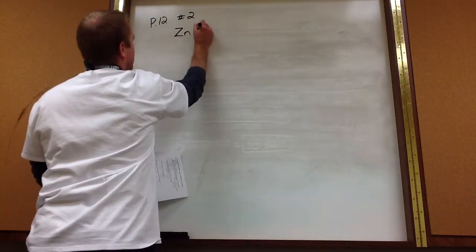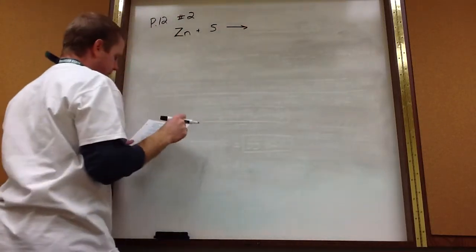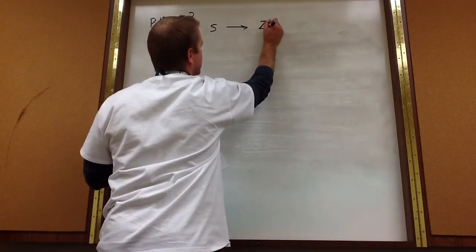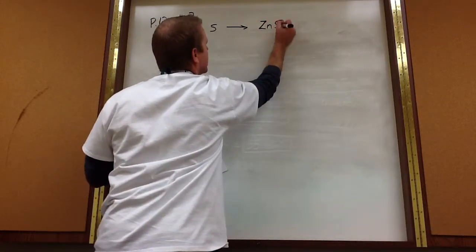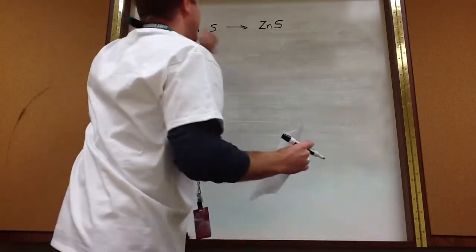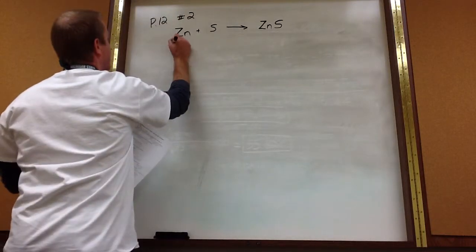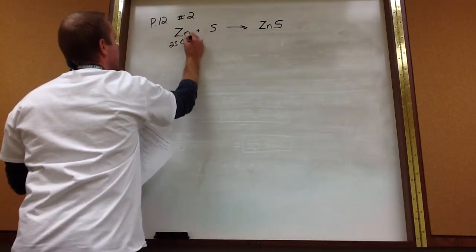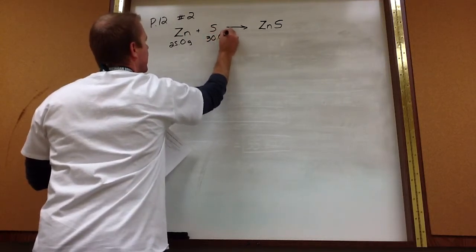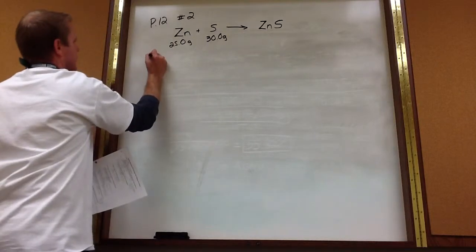Zn plus S, sulfur is not a naturally occurring diatomic. Zn plus S is ZnS. So zinc sulfide. Okay, so there's your reaction. 1, 1, 1. It all balances. Okay, so if you have 25.0 grams of this and 30.0 grams of that, the first thing asked of you in letter A is what is the limiting reagent?